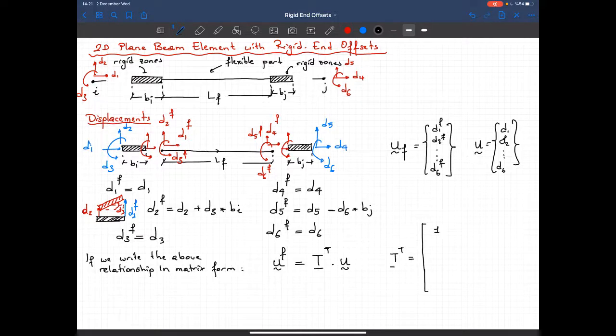So I got 1, 0, 0, 0, 0, 0 here. So there's no d1f is equal to d1. That's what I wrote here. So d2f is equal to d2 plus d3 times bi. So I have bi here. I got all ones and zeros here. And my fifth equation, I have minus bj and 1 in here. So that will be the transpose of the transformation matrix. And I got all zeros here. Okay.